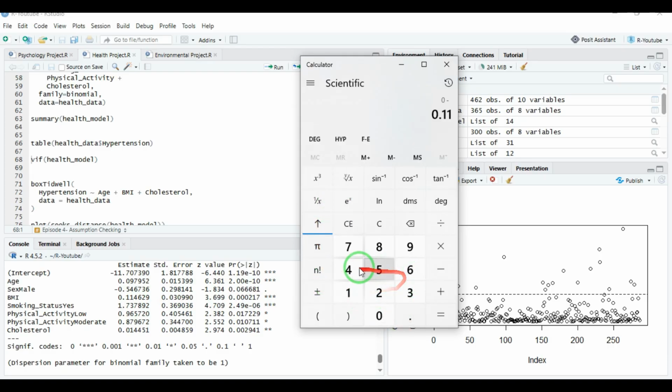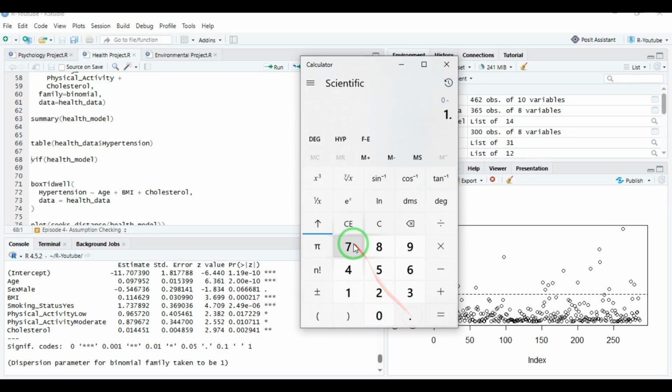The next variable's coefficient is for BMI. BMI has a coefficient of 0.115 with p-value of 0.00021. And as you can see, the odds ratio is 1.121. This number says that each 1 unit increase in BMI is associated with approximately a 12.1% increase in the odds of hypertension, considering that we hold other variables constant. So the association is statistically significant for BMI and hypertension.